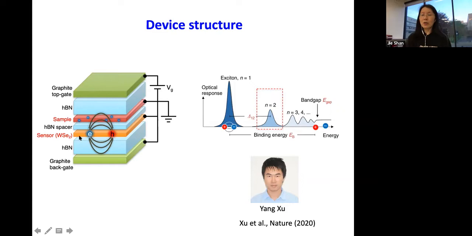Because the spacer is on the order of a nanometer or so, we determine that the n equals 2 state is the most sensitive one. So we're going to look at the shift of the n equals 2 state and also the absorption amplitude. And here's the result.